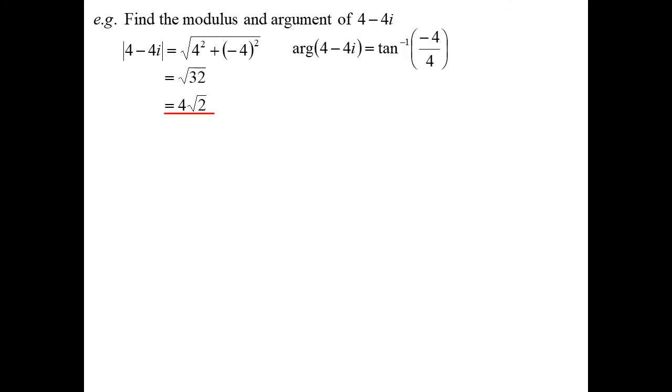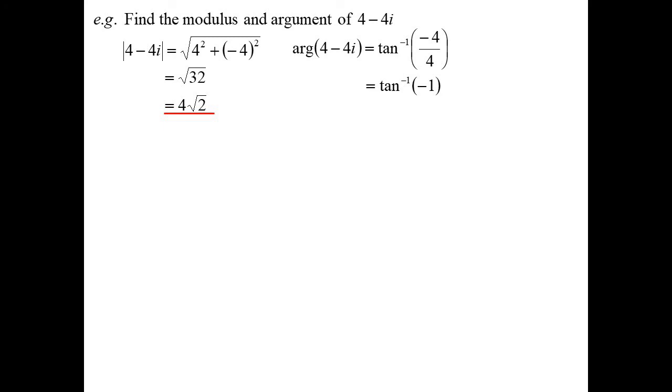4 minus 4i, let's find the modulus. So square root of 4 squared plus negative 4 squared, we get 4 root 2. And the argument, inverse tan. Now note I've written it as minus 4 on 4. I haven't written it as minus 1. It is of course the same as minus 1, but there is a reason why I wrote it as minus 4 and 4. Because it's important that I see which quadrant it's in.